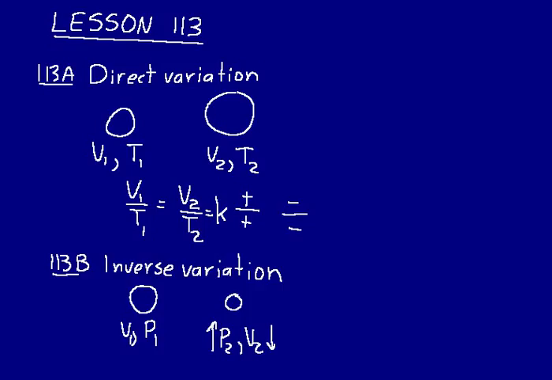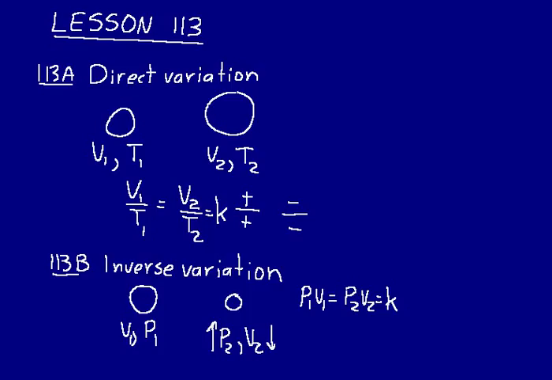But if you multiplied those two factors together, P1 times V1, it stays constant. P1 V1 would equal P2 V2, which equals some constant value K. As one goes up, the other goes down to keep that constant the same. So that's how an inverse variation works. That's why you multiply them together: the product of the two stays constant.